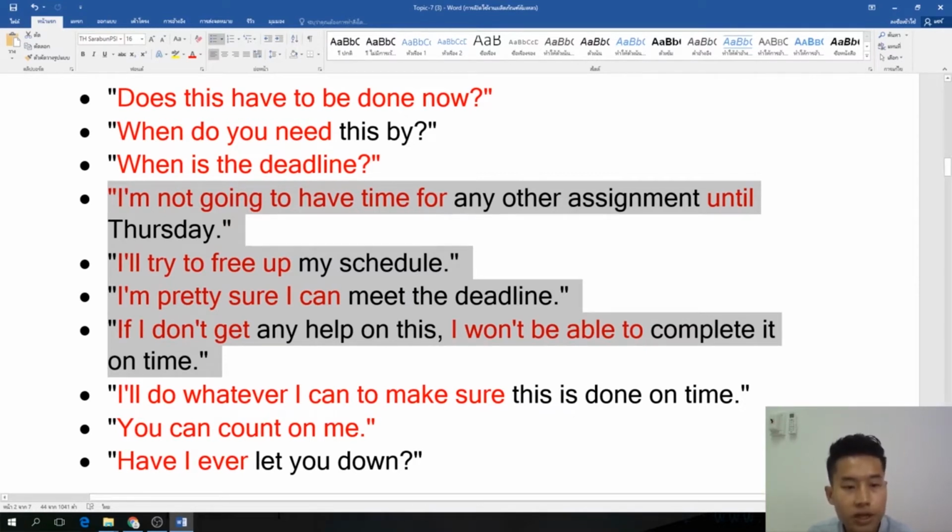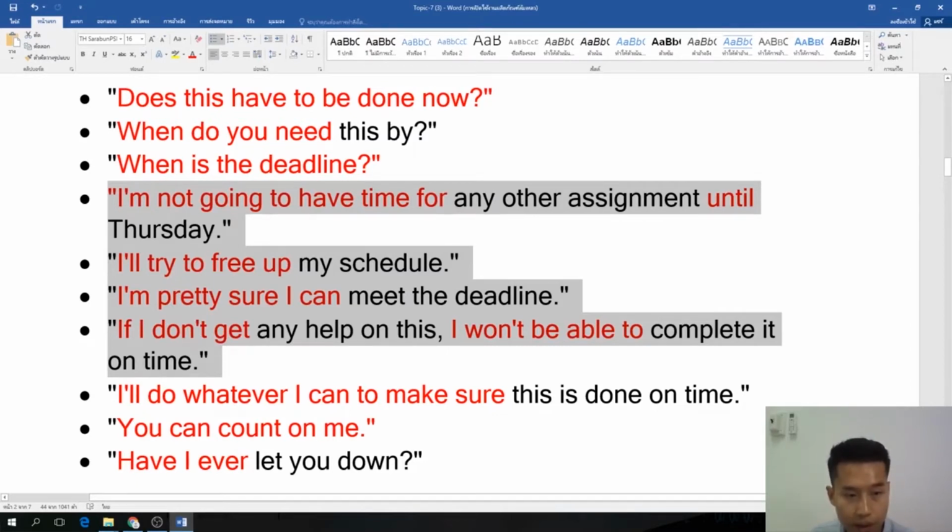And also, I'm pretty sure I can meet the deadline. I'm sure that I can meet the deadline. What the deadline means, as I told you, is the last day of something. It means I'm definitely sure I can meet the deadline. I'm definitely on time. The same meaning.